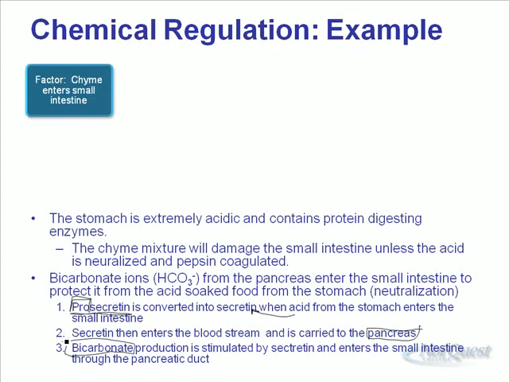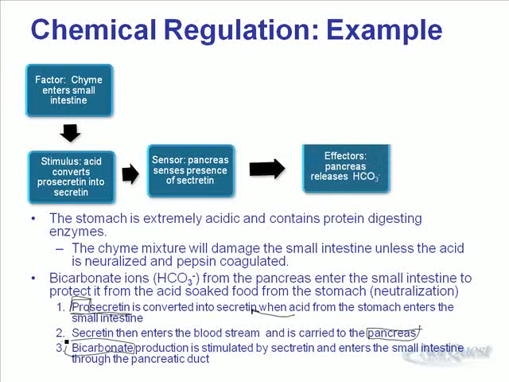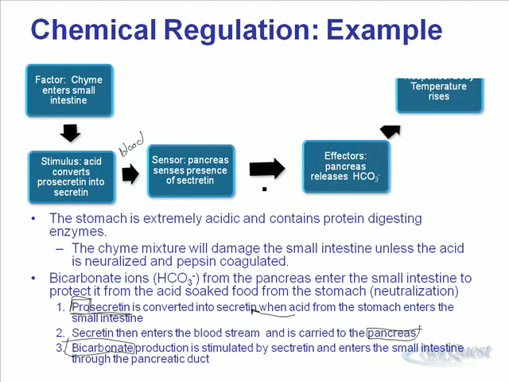If we were to draw it as kind of a homeostatic chart, we get this chyme entering our small intestine. This acid converts prosecretin into secretin. The pancreas senses the presence of secretin. Sorry, we're kind of skipping a step here, but this is happening in the small intestine. So, through our circulatory system, it reaches our pancreas. The pancreas then releases bicarbonate ions.